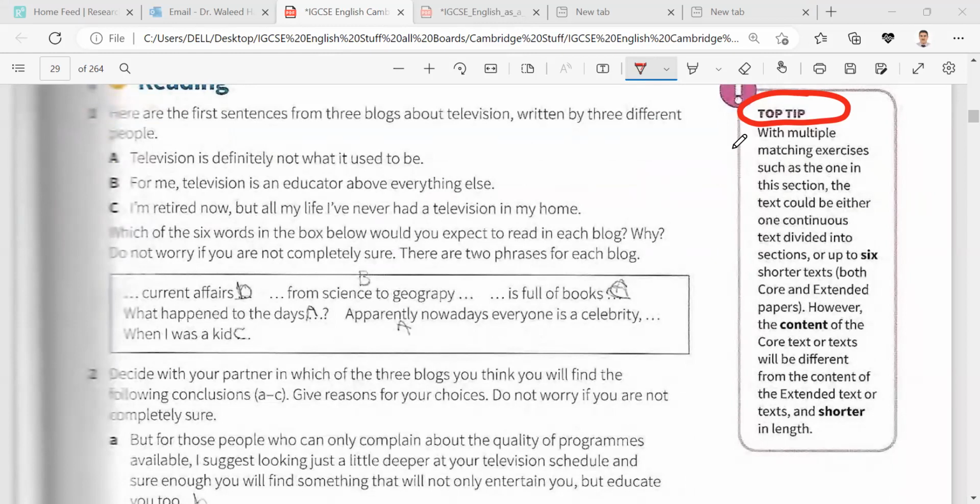Right. So here, let me start before explaining how to answer multiple matching exercises. Please, Khalid, read the top tip, the box on your right hand. What should you do to answer such questions? With multiple choice questions or multiple matching exercises, such as the one in this section, the text could be either one continuous text divided into sections, or up to 6 shorter texts, both core and extended papers.